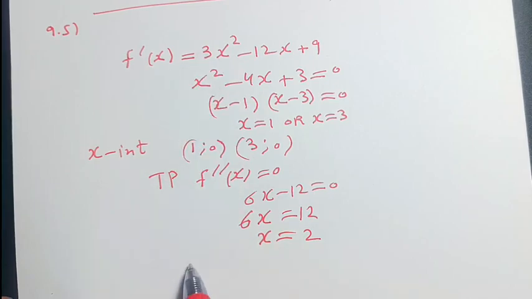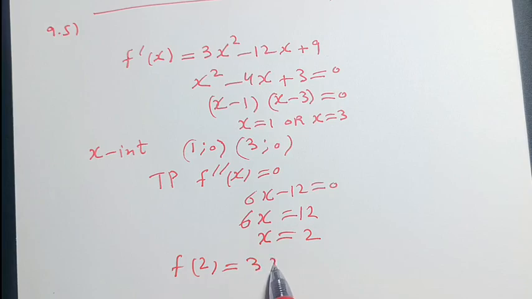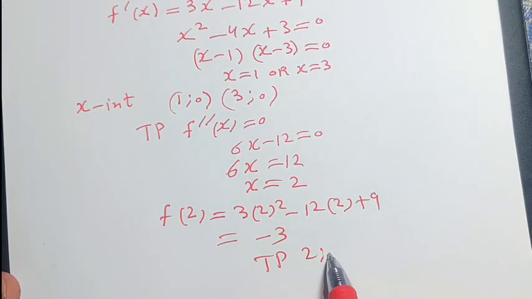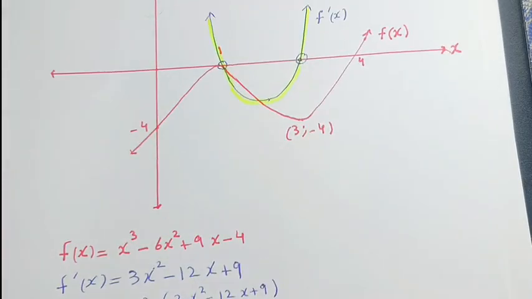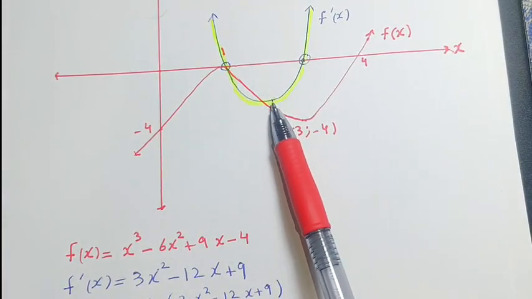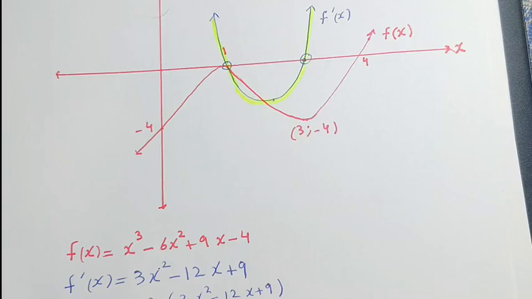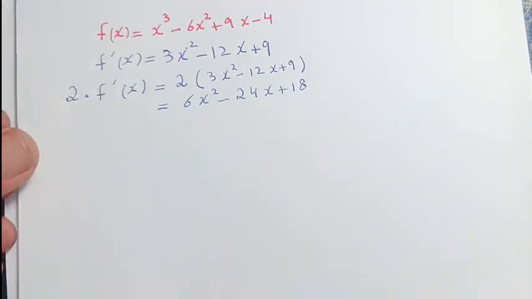So you're going to put back there to get the y value, f of 2. So what will happen here? To get the y value, 3 times 2 squared minus 12 times 2 plus 9, and that will give me -3. So the turning point of this graph is going to be (2, -3). Now that's why I say the turning point is (2, -3), and these are the x-intercepts. Now we try the second.